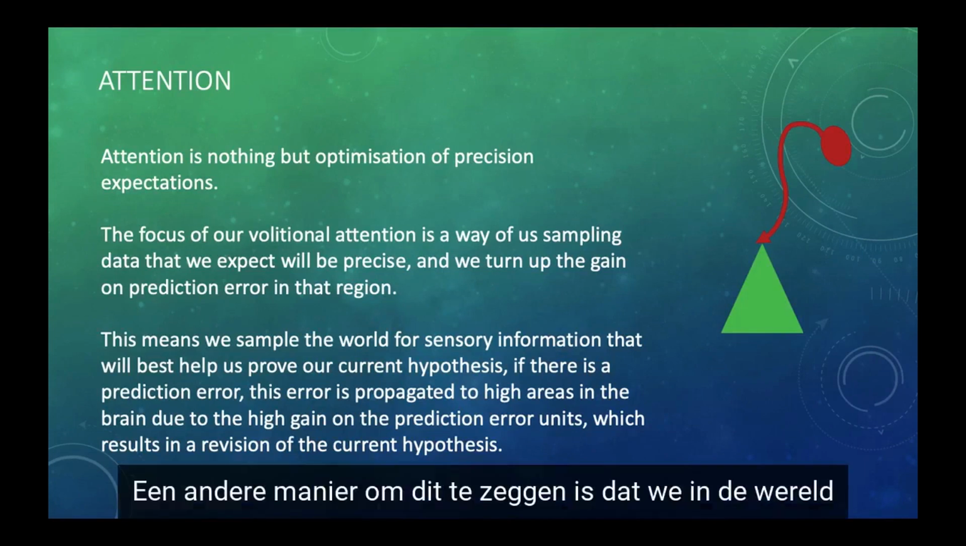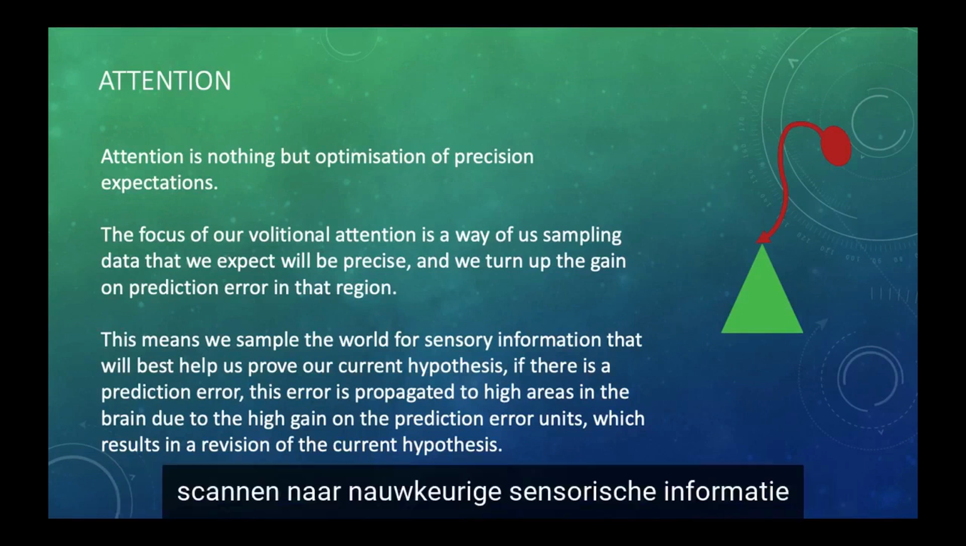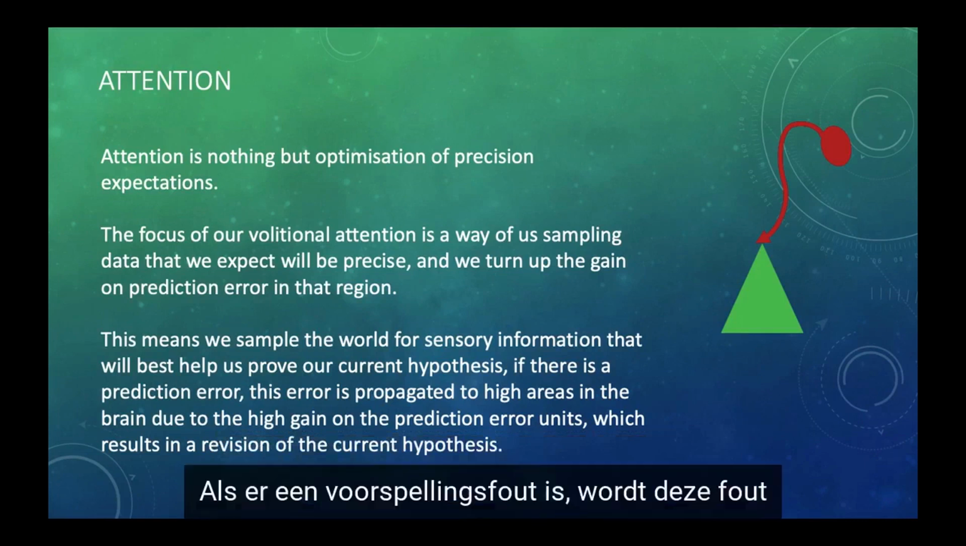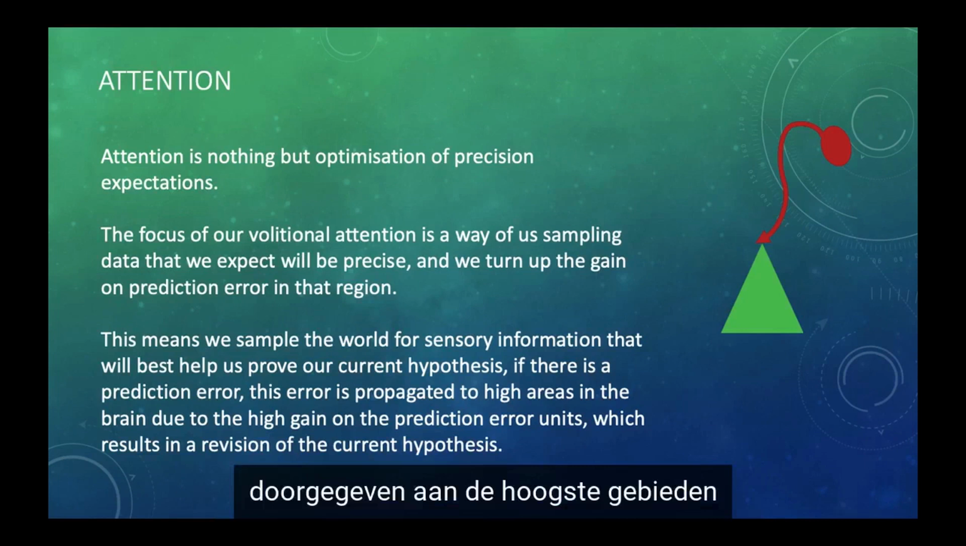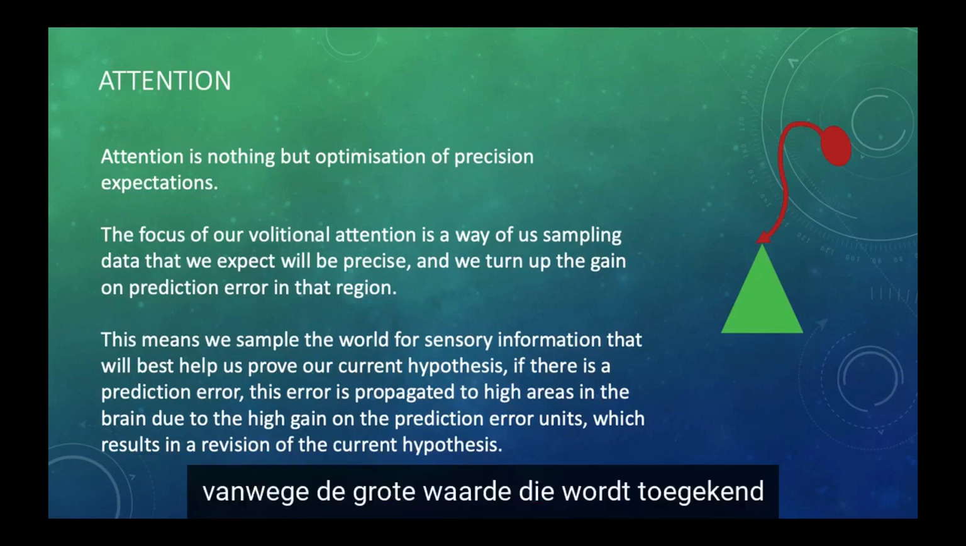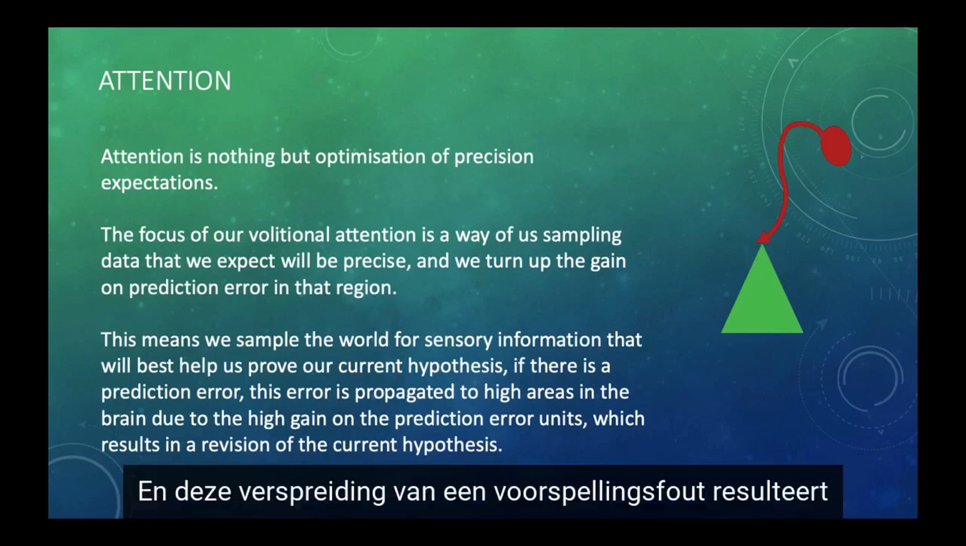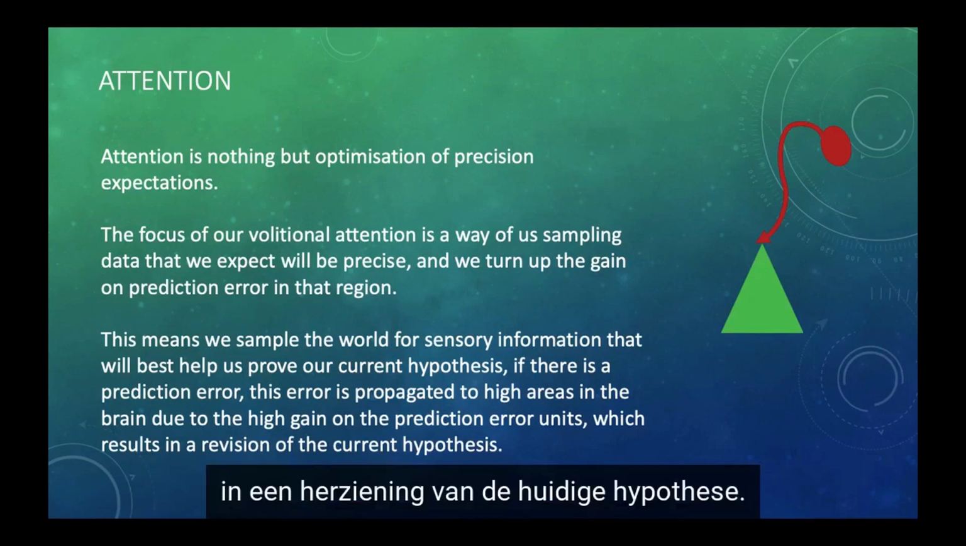So another way of putting this is that we sample the world for precise sensory information that will help us prove our current hypothesis about the world. And if there's a prediction error, this error will be propagated to the highest areas of the brain because of the high gain on the prediction error units. And this propagation of prediction error will then result in a revision of the current hypothesis.